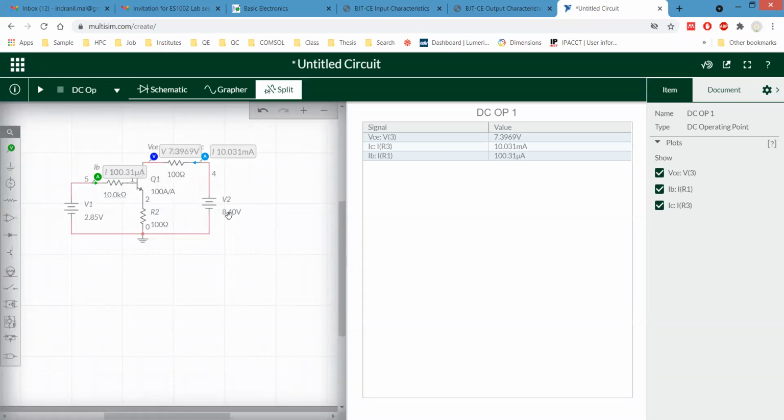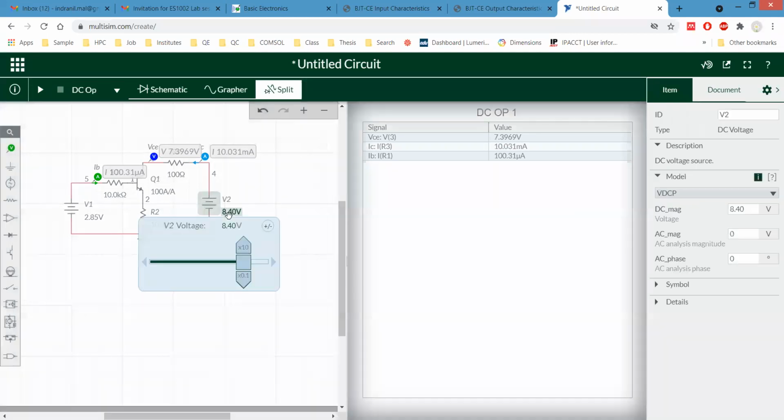So 100 microamps is the IB value, and the IC value we are going to change.